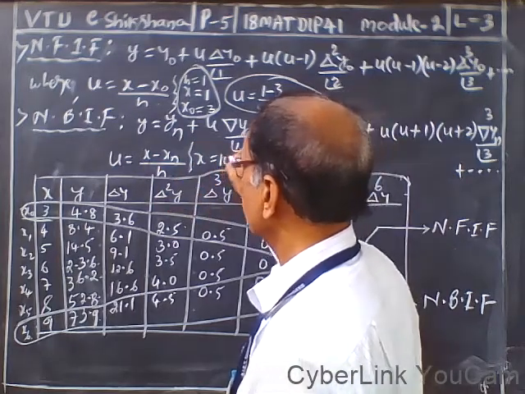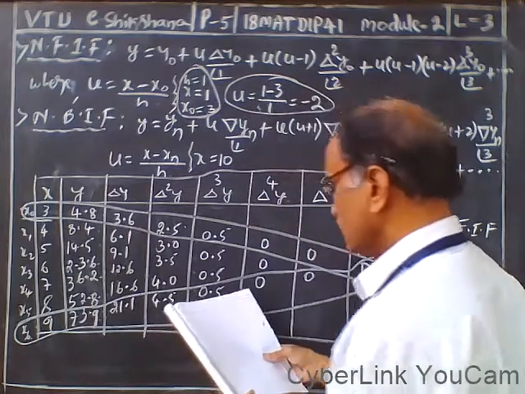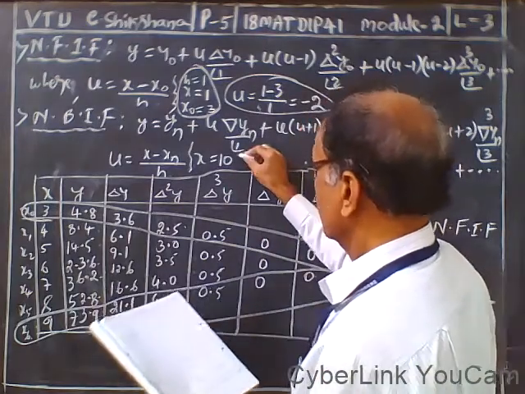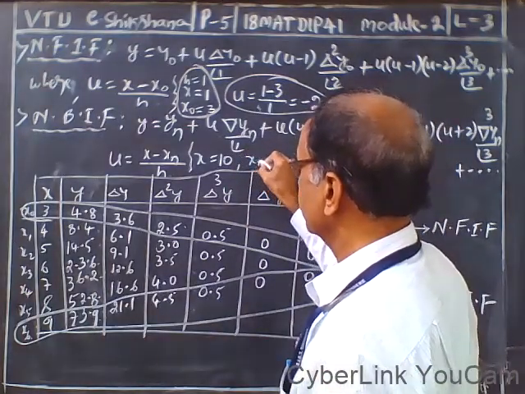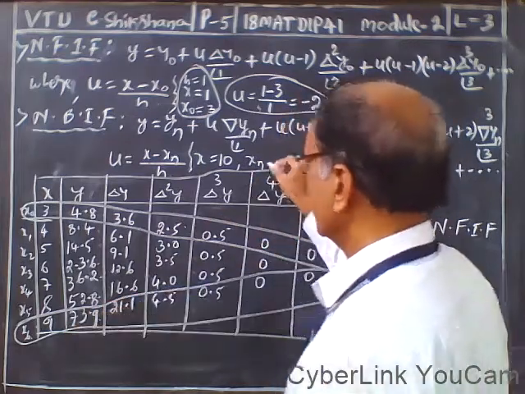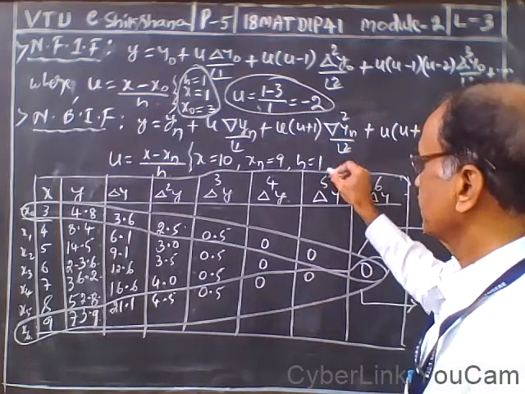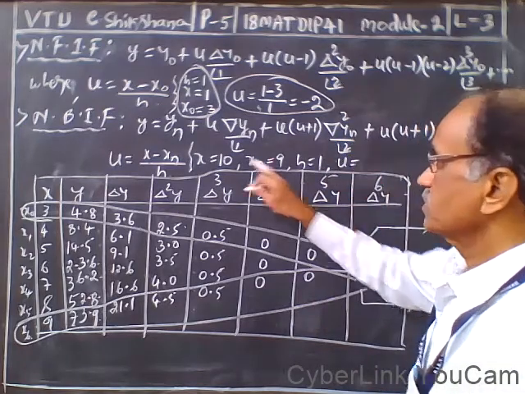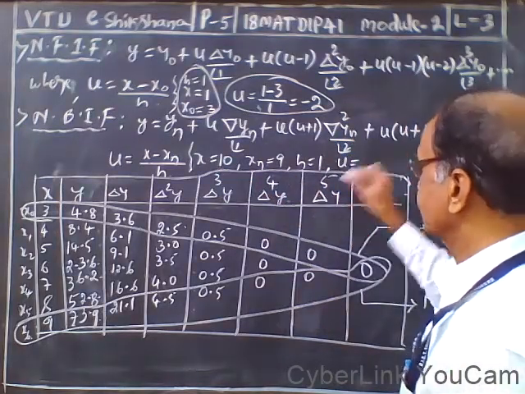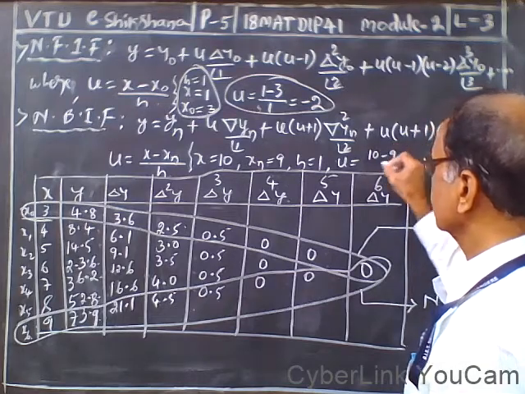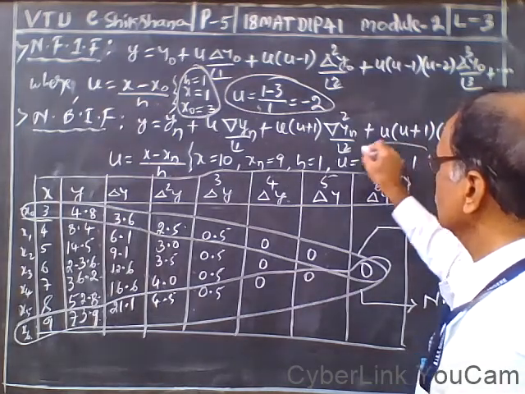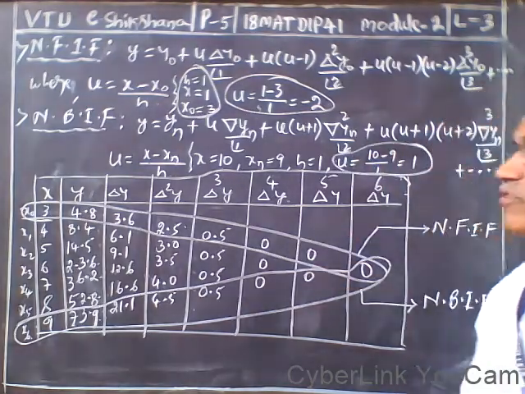For the backward formula, x is equal to the 10th term, that is 10, and the last number xn in the given table is 9, and h is equal to the same number 1. Therefore u is equal to x minus xn divided by h, that is 10 minus 9 by 1, which is equal to 1. This is the value of u.